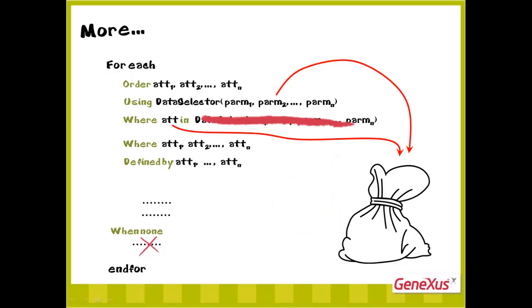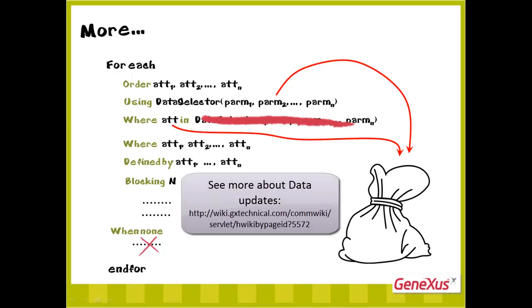Another optional clause added when the for each command is being executed in a procedure to update or delete records of the database is the blocking clause, which allows us to specify that the update or deletion is to be done in blocks of n records, so as to reduce accesses to the database.